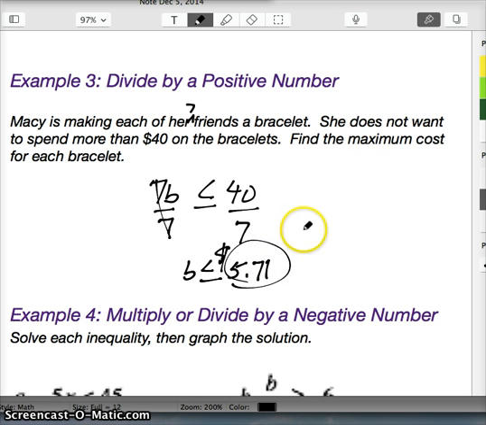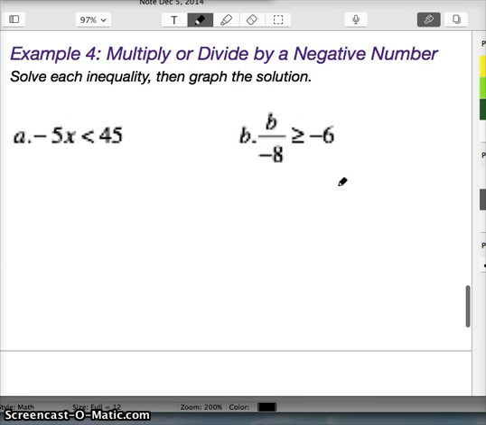And that's pretty much it. Notice that we were dividing by a positive value. The sign doesn't change. Let's take a look at these last 2 examples. So here we're going to solve the inequality and graph. I've got -5 times x is less than 45.